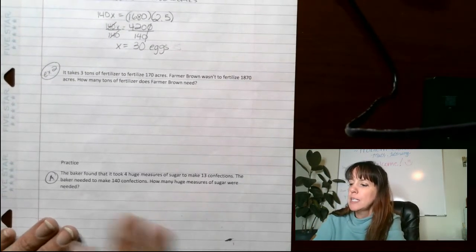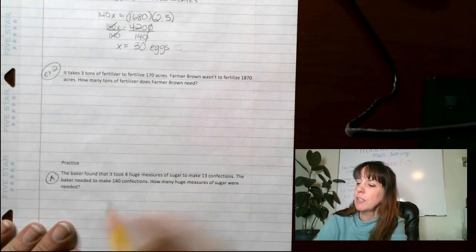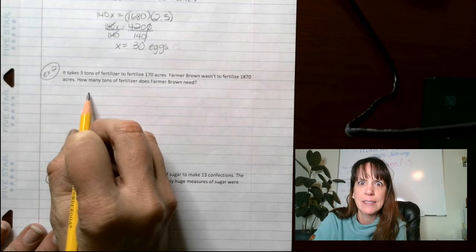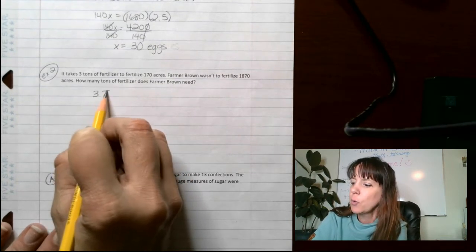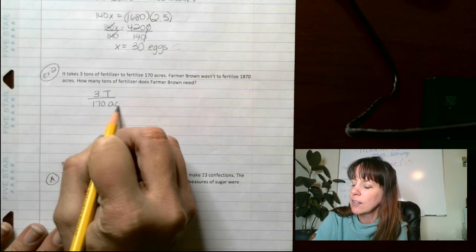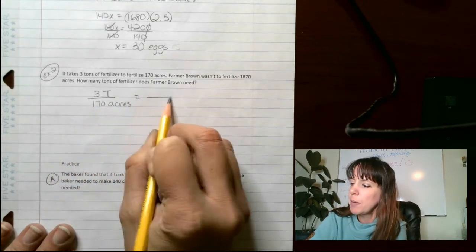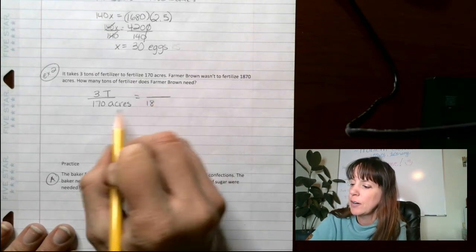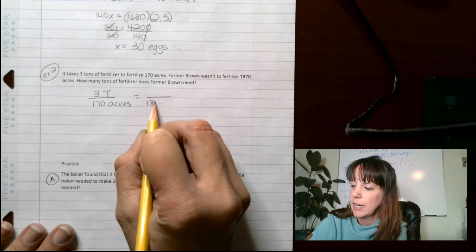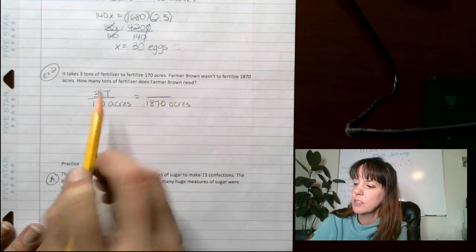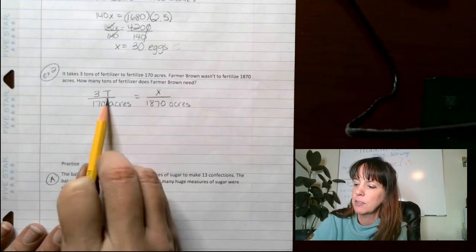Number 2, it takes 3 tons of fertilizer to fertilize 170 acres. Reading is not my strong suit today. 3 tons of fertilizer for 170 acres equals, Farmer Brown wants to fertilize 1870 acres. So that's going to go down here. Notice the acres are lining up. 1870 acres. How much fertilizer does he need?